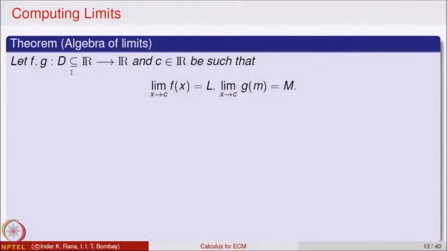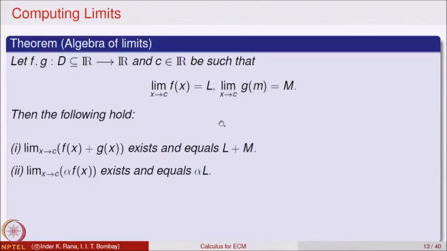Suppose f and g are two functions defined in a domain D in R, and C is a point in R such that the limit of f(x) as x goes to C exists and is L, and limit of g(x) as x goes to C is equal to M. So, limit of both f and g exists as x goes to C, one is L and other is M. So, this is given to us.